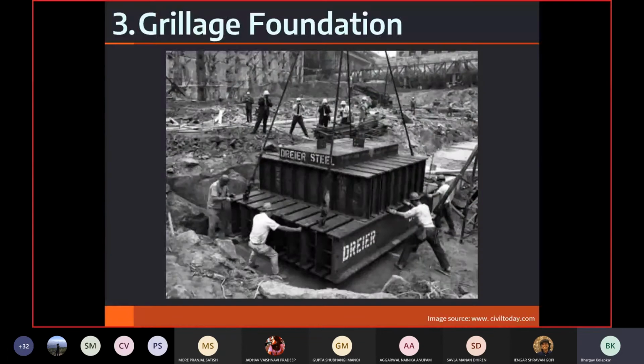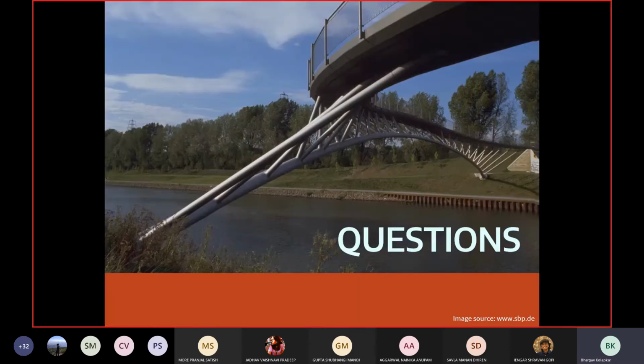In a grillage foundation, it does not have a structural function. It is used only to cover steel. It is only to make sure that steel does not come in contact with water or soil, so that it does not corrode. Is it clear now? Yes, thank you. Okay. Any more questions?